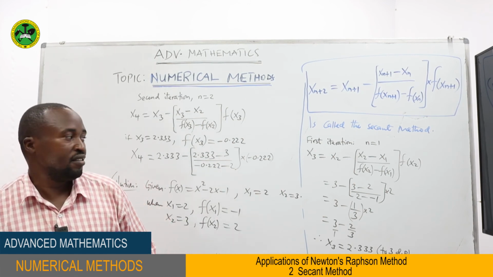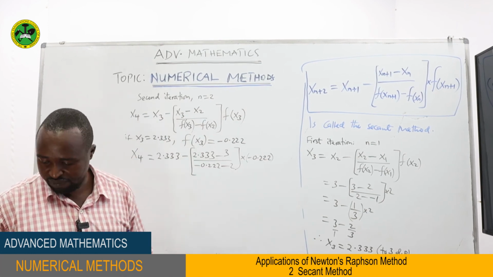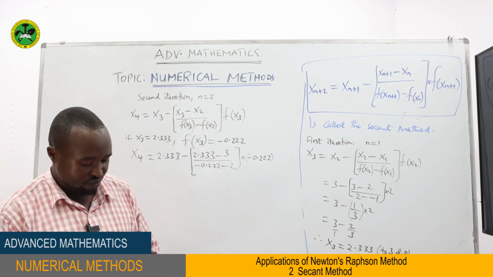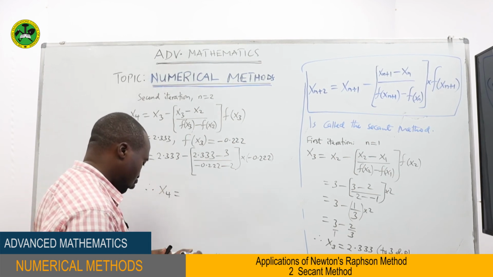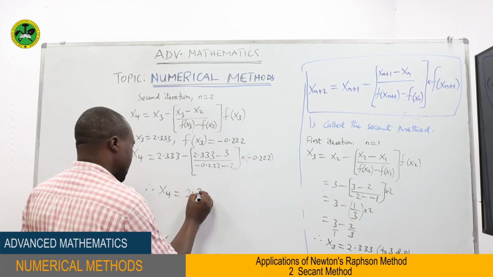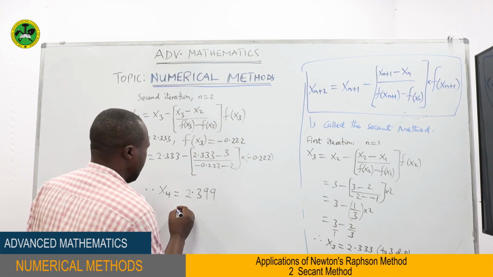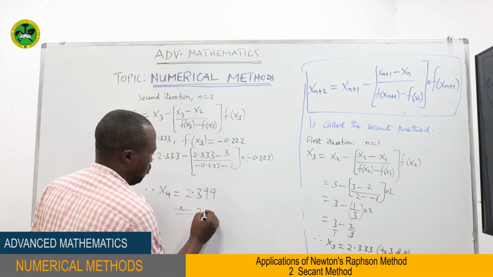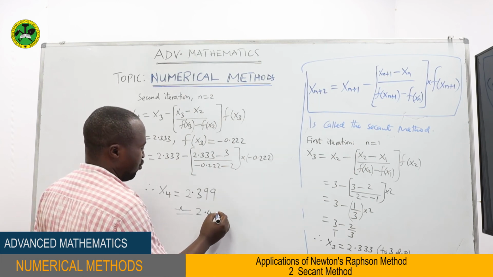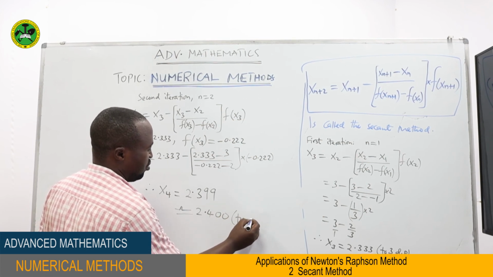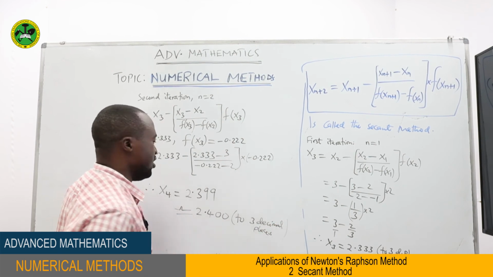It is time to use your calculator to find the final answer. So just take your calculator and get the final answer. Here we are going to have the following answer. So x4 is equal to 2.399, but you can make an approximation. So this one is approximated as 2.4. We can add 2 zeros to maintain the number of decimal places. So it will be 2.400, that is 3 decimal places.